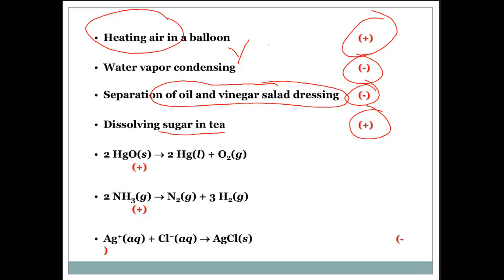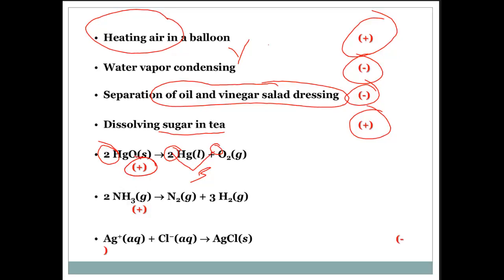Alright, so the next ones, we're actually looking at chemical reactions. What you're going to want to do is look at the differences in the moles. In the reactants here, we have 2 moles. And in the products, we have 2 here and 1 here, for a total of 3. Therefore, we're increasing the entropy.